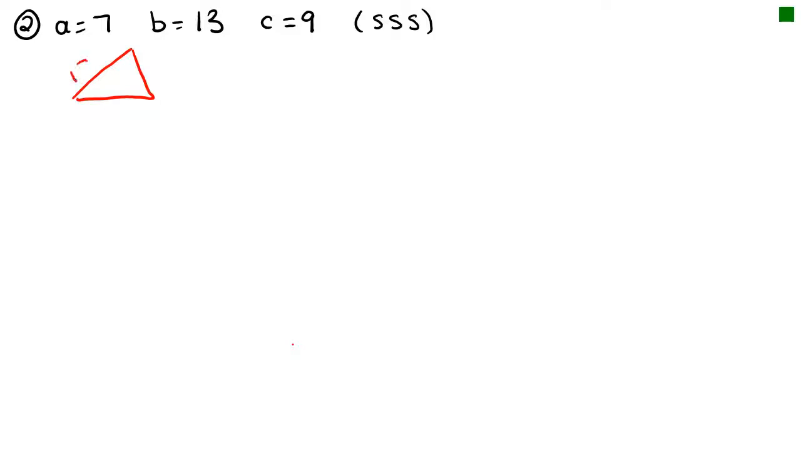So 13 is B, so this is angle B. C, this is 7, A. And side C equals 9. Okay. So I know it's a side, side, side case. They gave me the 3 sides. So I'm going to find an angle.